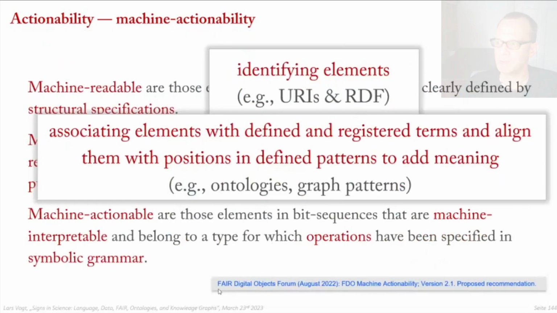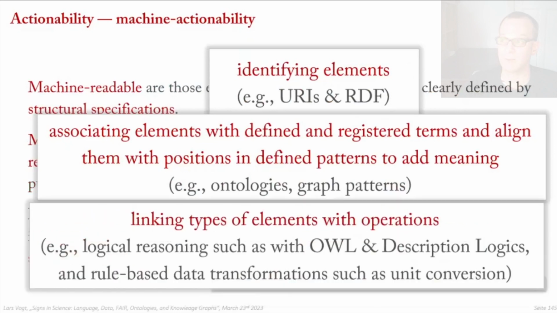And I continue referring to that white paper, and they define machine actionable as those elements in bit sequences that are machine interpretable and belong to a type for which operations have been specified in symbolic grammar. So again, the question is, what does that mean in our context of ontologies and knowledge graphs? It means that we can link types of elements to certain operations. This could be logical reasoning using OWL and description logics. It could also be rule-based data transformations such as unit conversion.